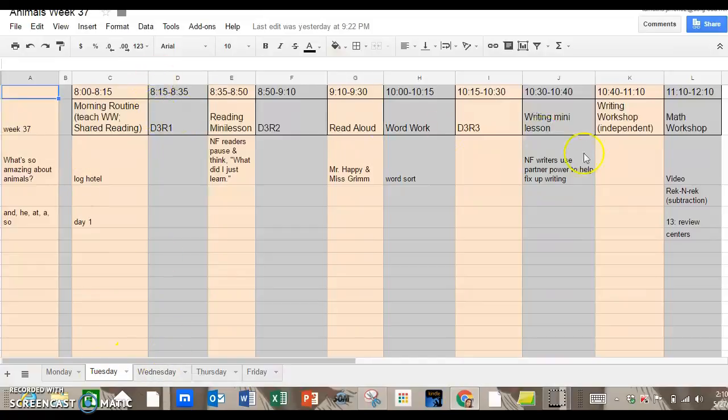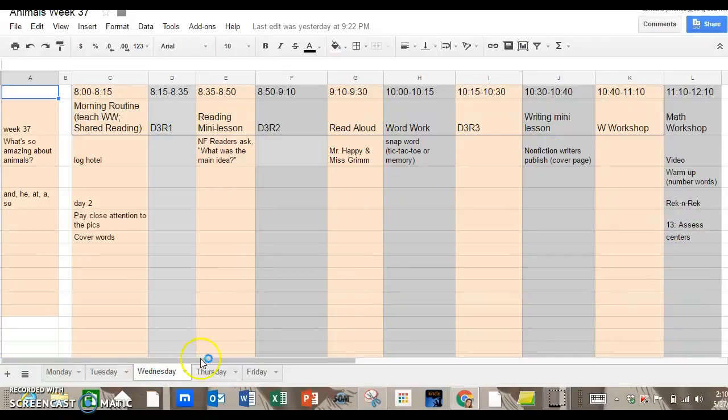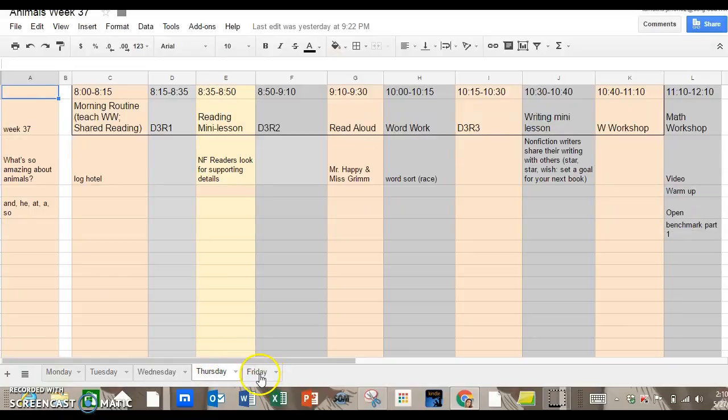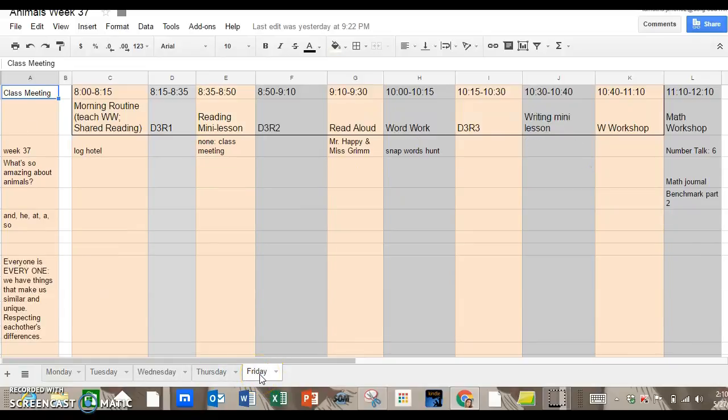And then, yeah, so you see basically what's changing here. We've got our reading mini lesson, that changes the name of it, the type of word work we're doing. So again, just the basic names of the lessons. So it's a very easy way to keep track, so I can look at it at a glance and I can know exactly what we're working on.